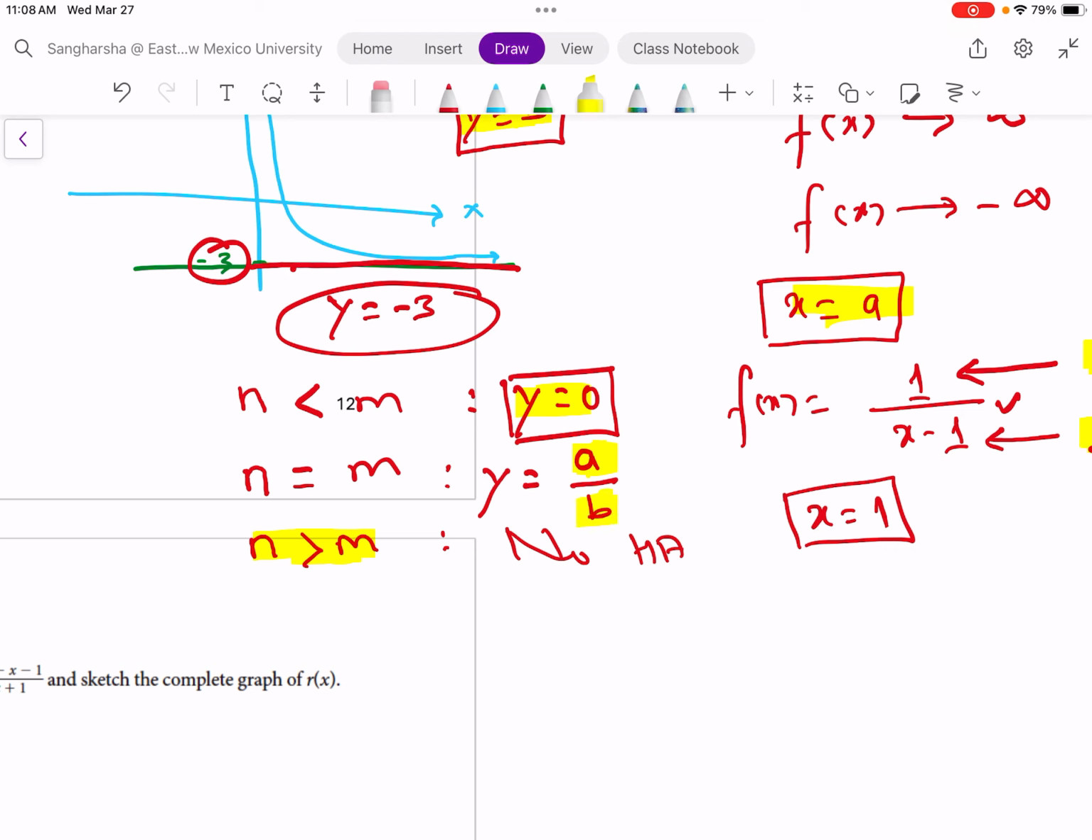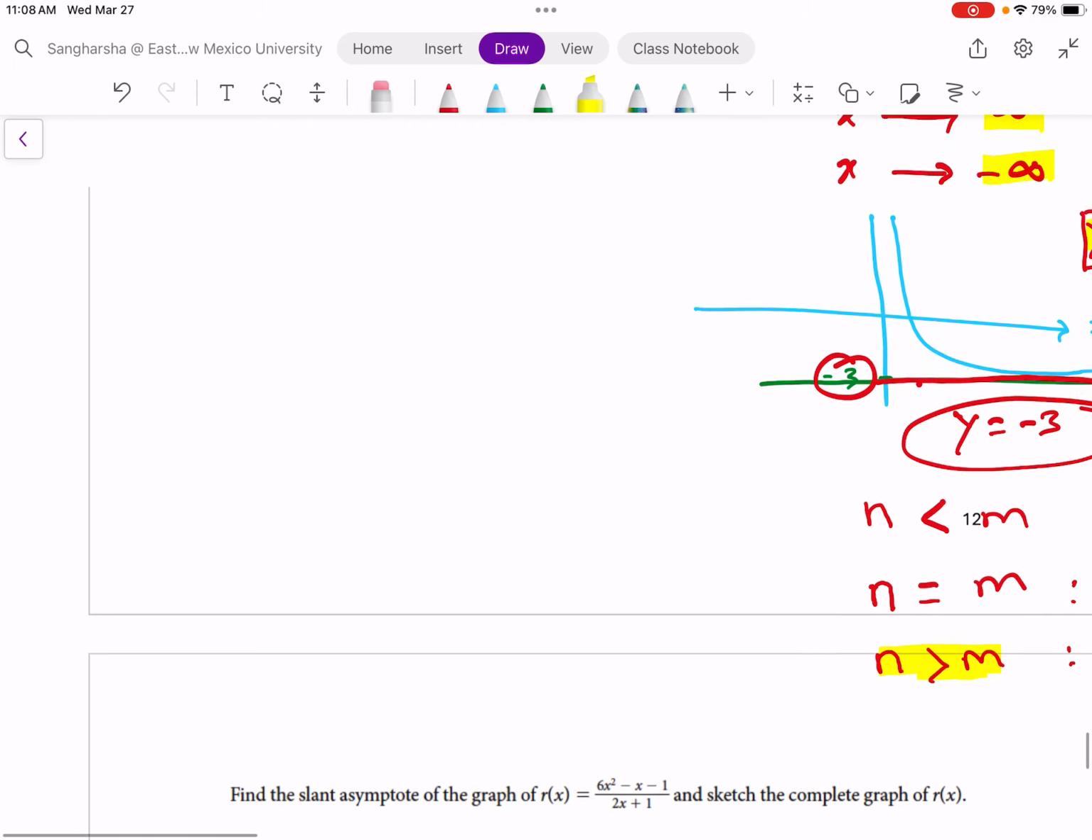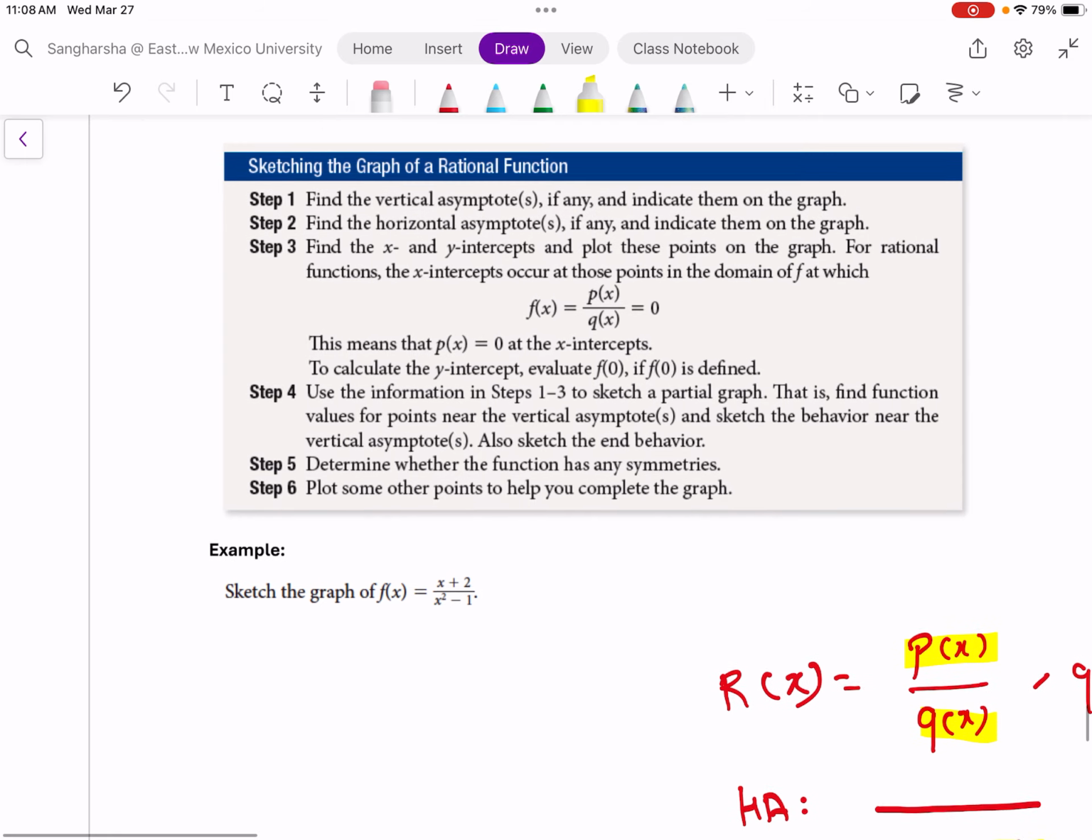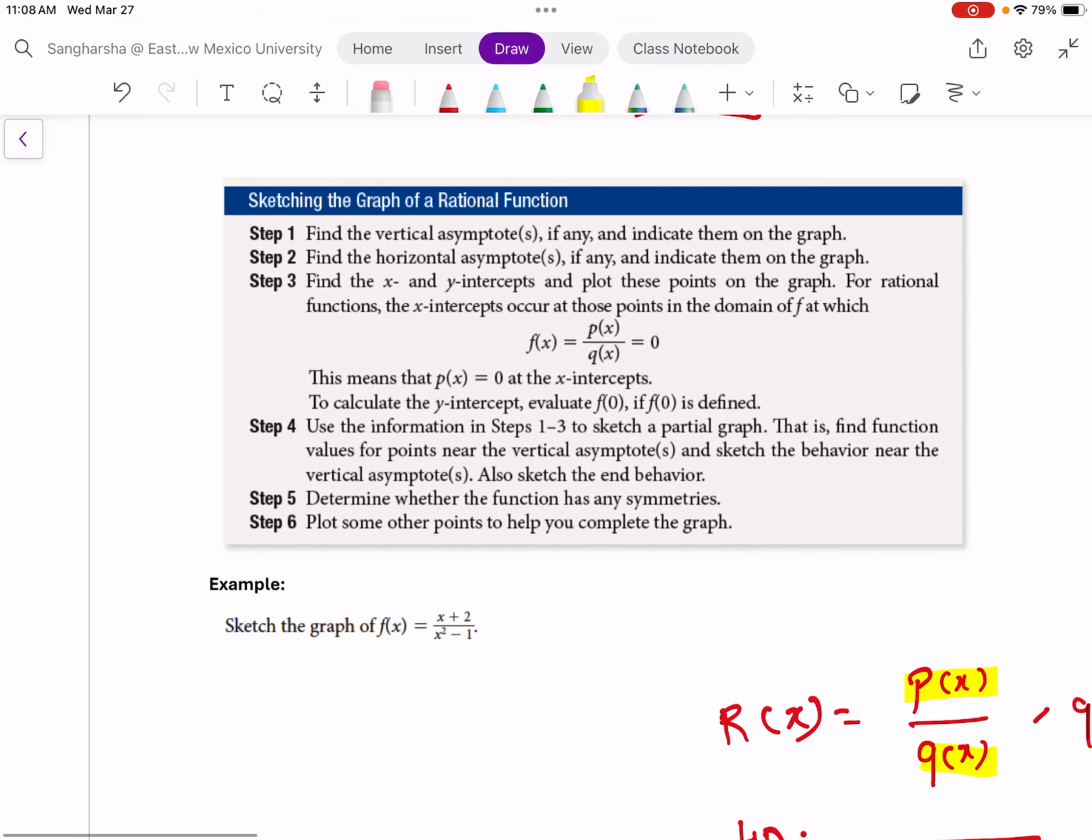Okay, so this is what we did yesterday. Now let's go ahead and continue our section 3.6. And now here we will graph the rational function.